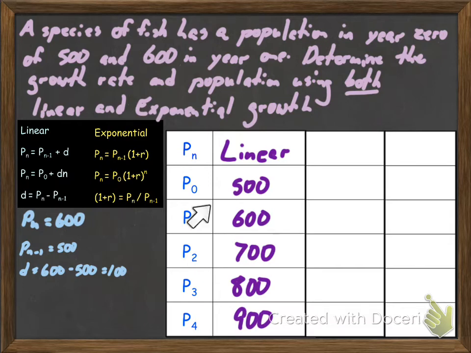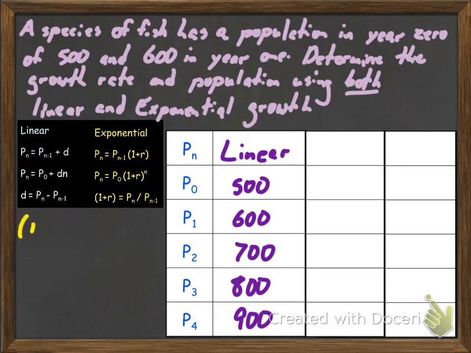It would be 500, then 600, then 700, then 800, then 900. Now, if we wanted to look at an exponential function, the recursive function, this 1 plus r, or even in the general explicit form, 1 plus r is simply p sub n divided by p sub n minus 1. And so this is showing us that it's growing by 20% from year 0 to year 1. So if this exponential growth rate continues, we would just multiply it by 1.2 every time.